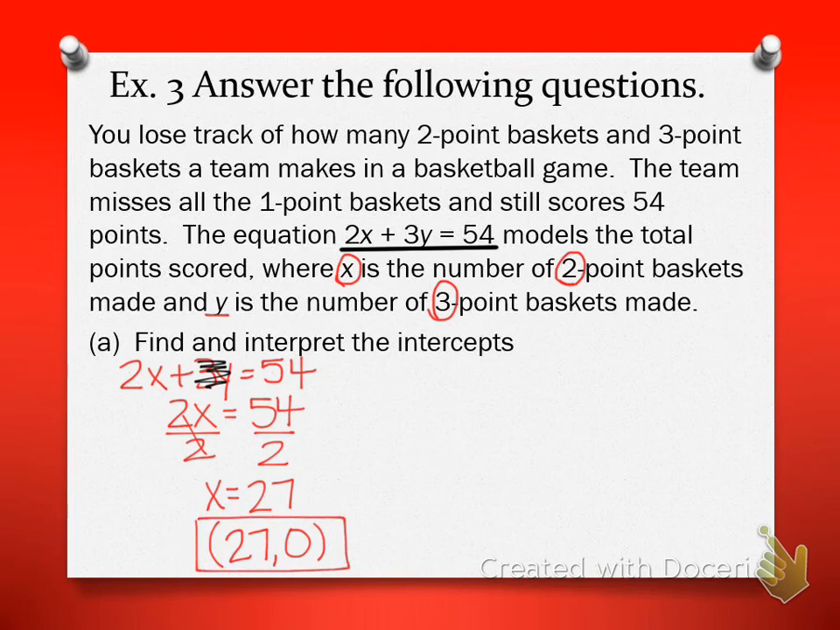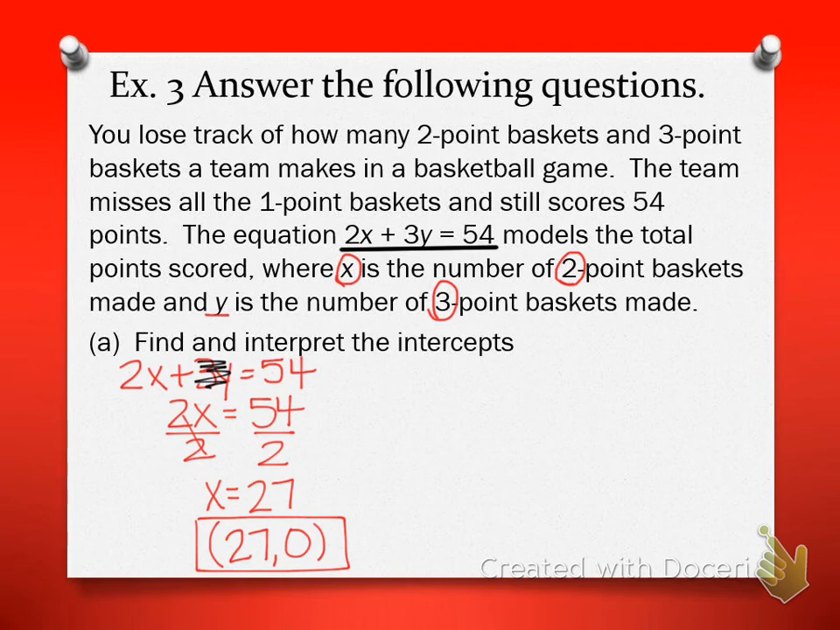Now, let's talk about what we've just learned. Interpret that ordered pair, keeping in mind that x is the number of 2-point baskets and y is the number of 3-point baskets. So interpret that for me. The team scored 27 2-pointers and 0 3-pointers, according to this first intercept. So you found the intercept, and that is how you would interpret the intercept. All right? The team scored 27 2-pointers and 0 3-pointers.